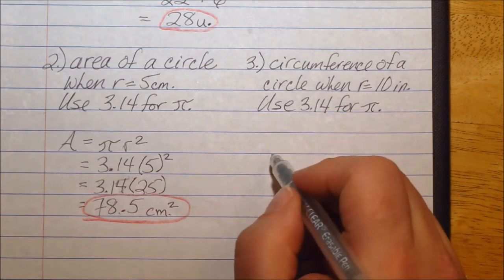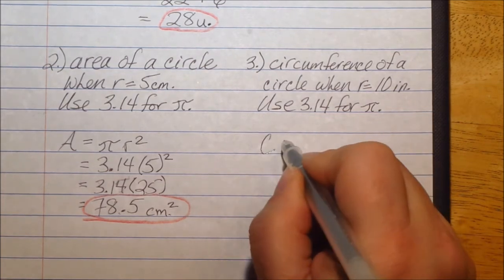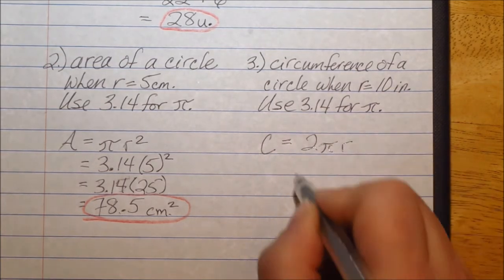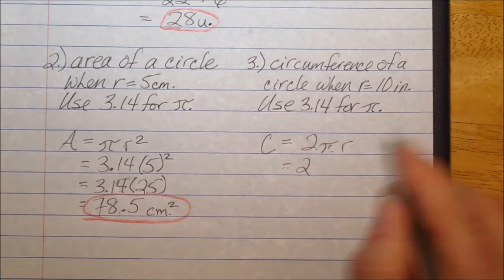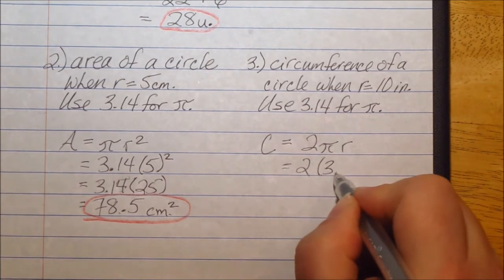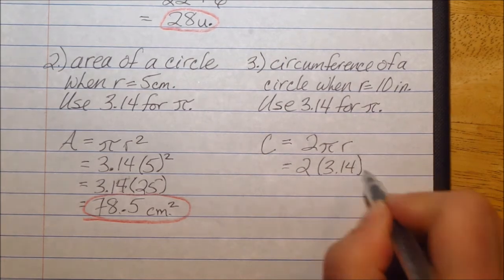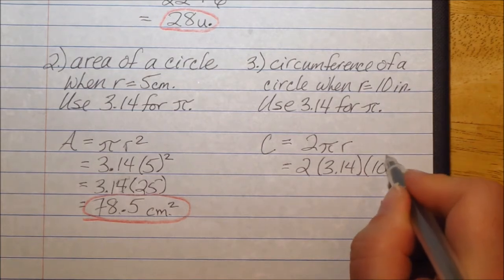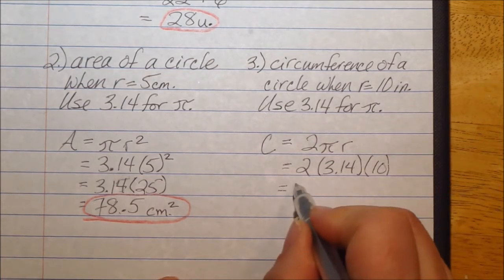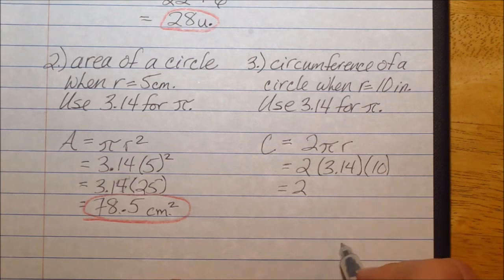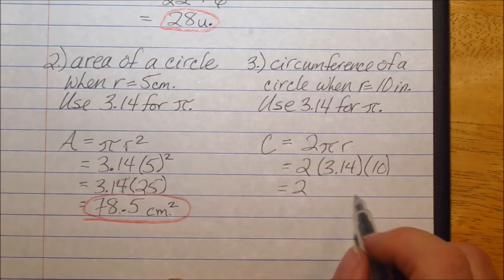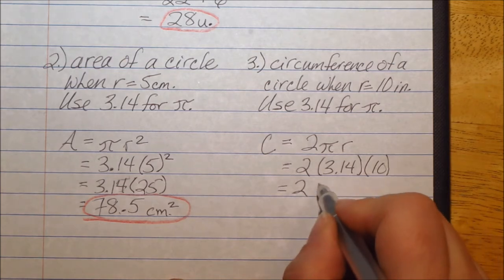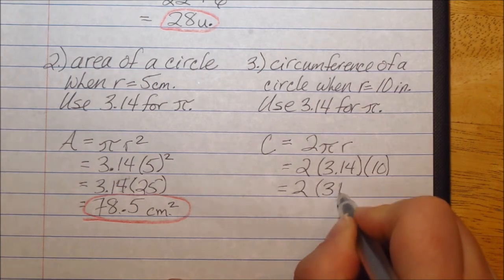All right, step 1 is to write the formula. The formula for the circumference of a circle is C equals 2 pi r. Okay, bring down the 2 and plug in 3.14 for pi, and plug in 10 for our radius. Bring down that 2 and multiply these first. So this is easy, just move the decimal because we're multiplying by 10. 3.14 times 10 is 31 4/10.